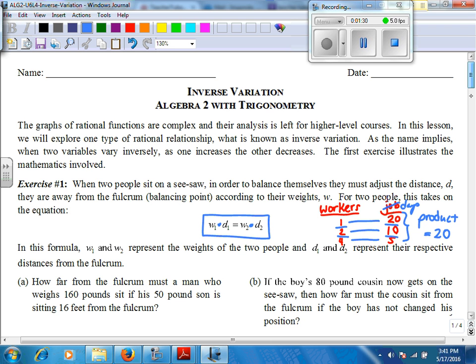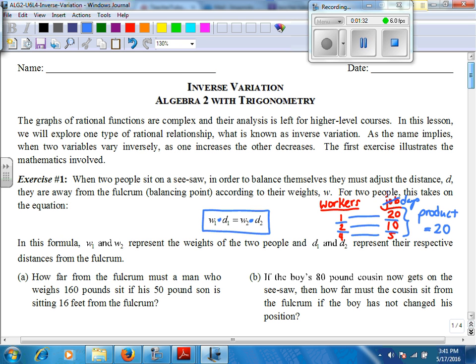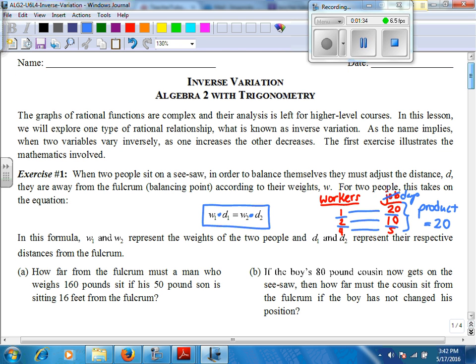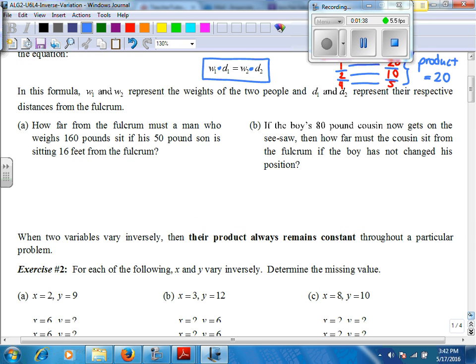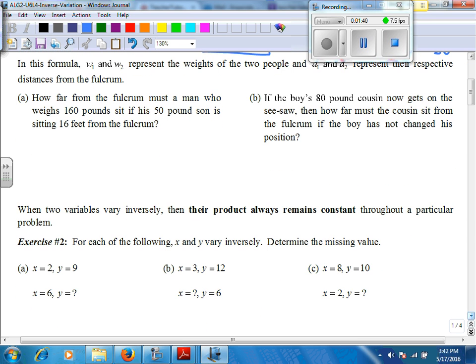Let's use that to do this first problem where we talk about people on a seesaw. Physics tells us that if you are heavier, you can be closer in towards the balancing point of a seesaw. If you're lighter, you have to be a little further out to make yourself have as much effect as the heavier person closer to the fulcrum.